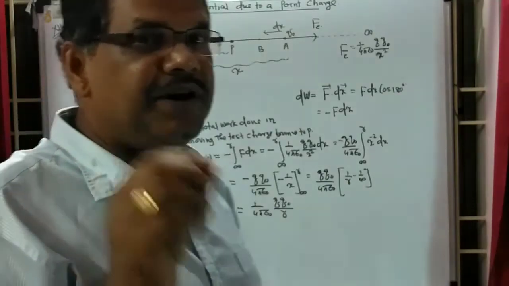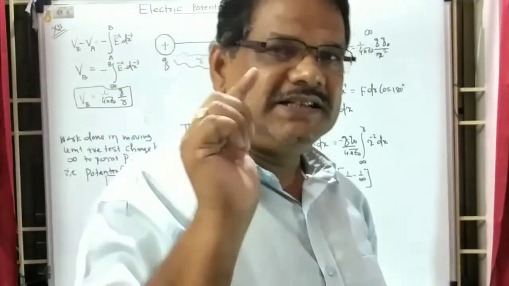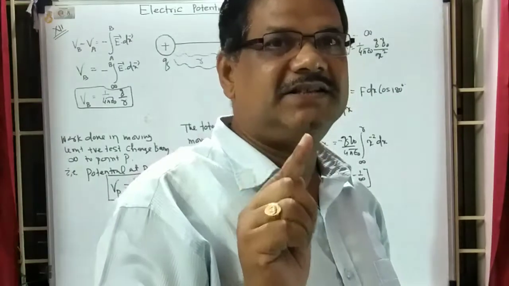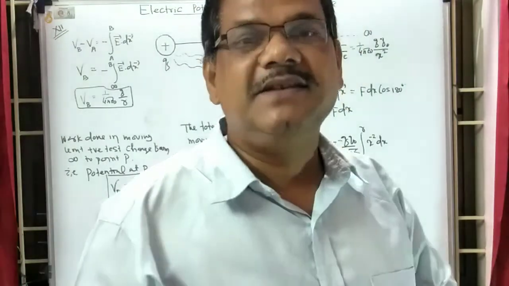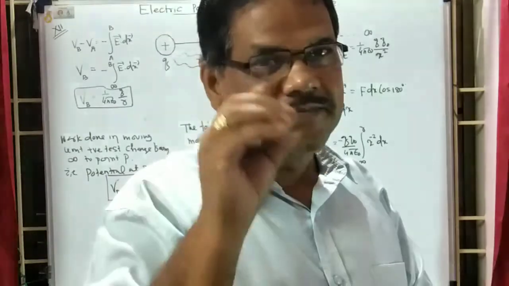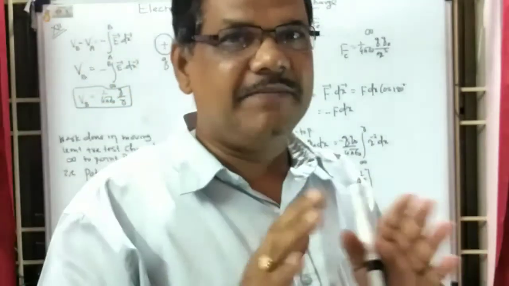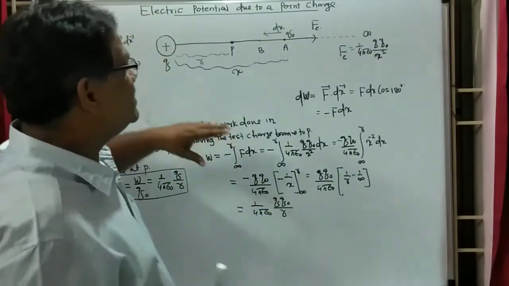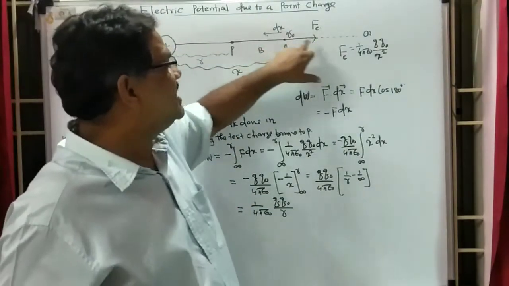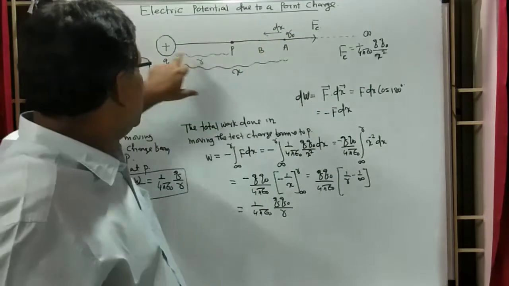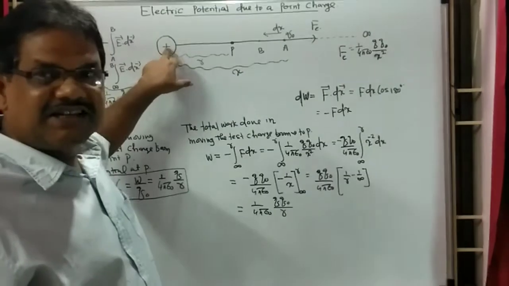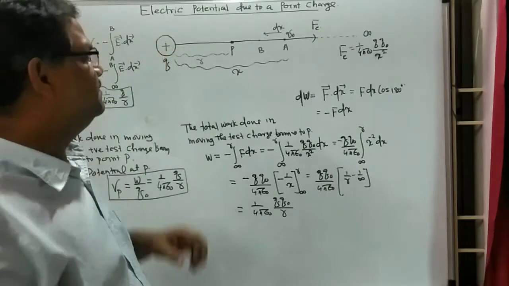Why are you saying the unit positive test charge? It's a very small charge which is used to test the electric field, and its magnitude doesn't affect the electric field created by the source charge. This means the test charge Q naught that you are bringing will not affect the electric field of the source charge.